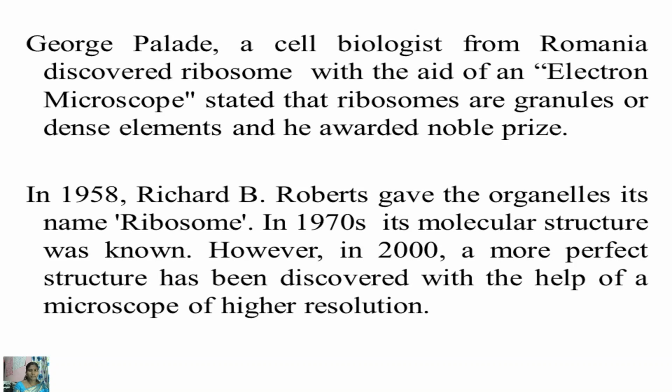George Palade, a cell biologist from Romania, discovered the ribosome with the aid of an electron microscope and stated that ribosomes are granules or dense elements, and he was awarded the Nobel Prize for that. In 1958, Richard B. Roberts gave the organelle its name, ribosome, and in the 1970s its molecular structure was discovered. However, in 2000 a more precise structure was discovered with the help of a higher resolution microscope.